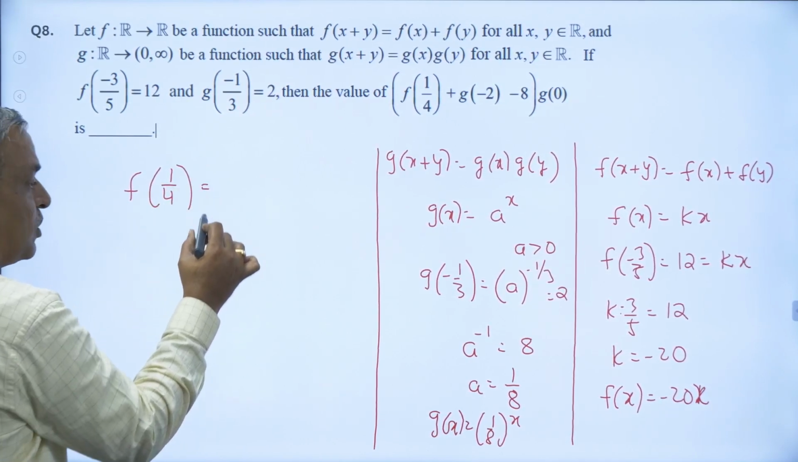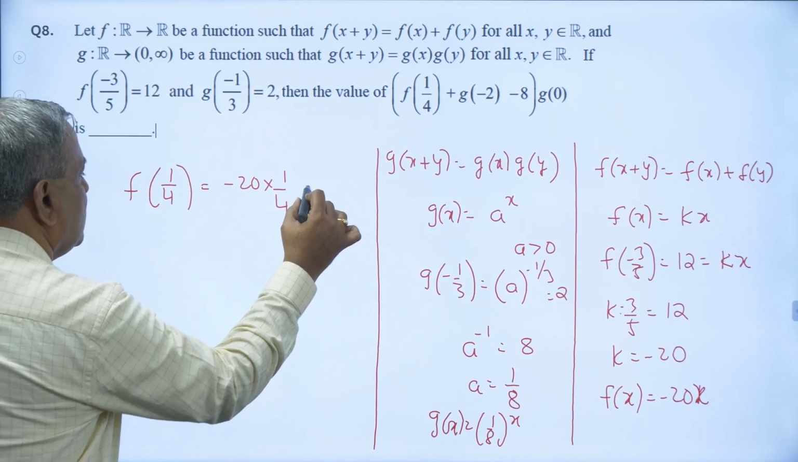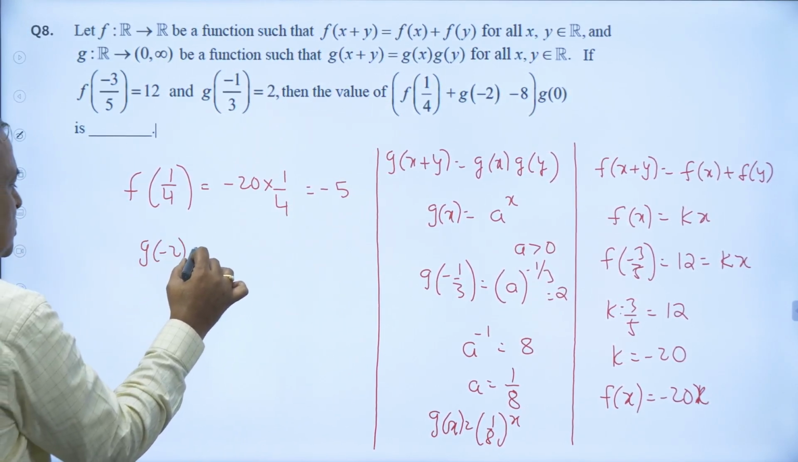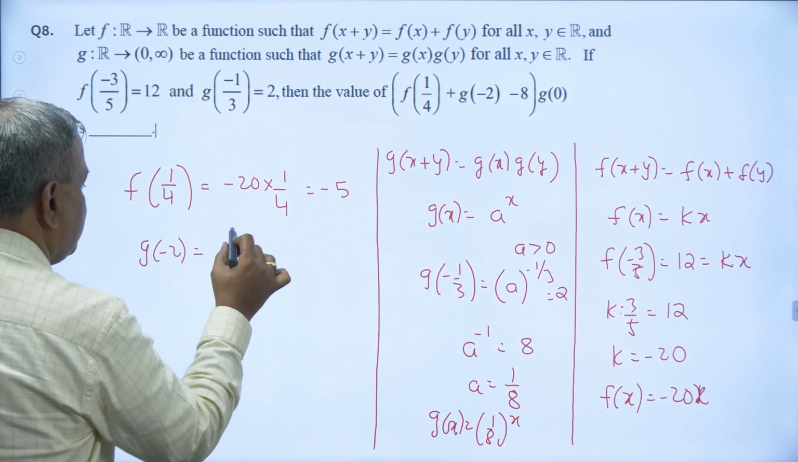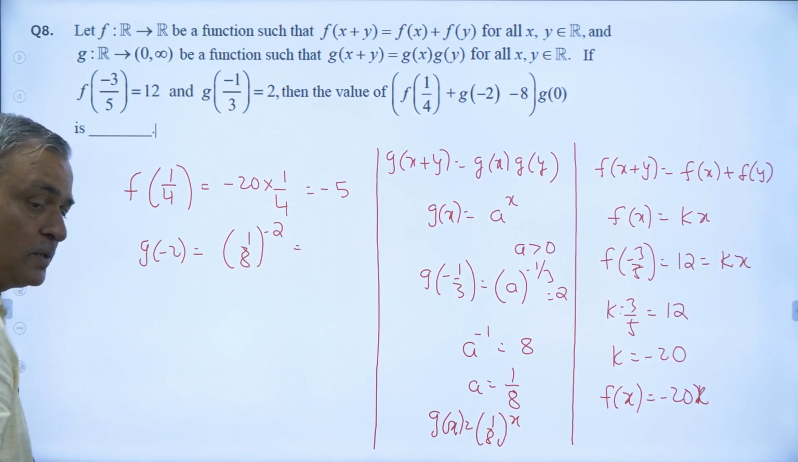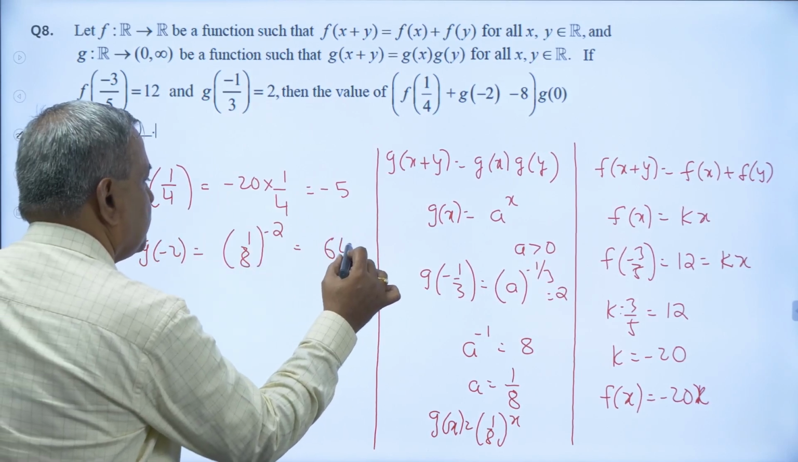F of 1 by 4 will give you how much? Minus 20 into 1 by 4 will give how much? Minus 5. G of minus 2 will give you how much? 1 by 8 to the power minus 2. So this is nothing but 8 to the power 2, 64.